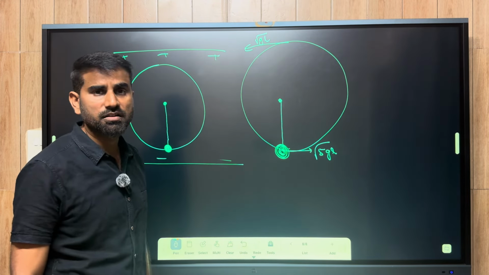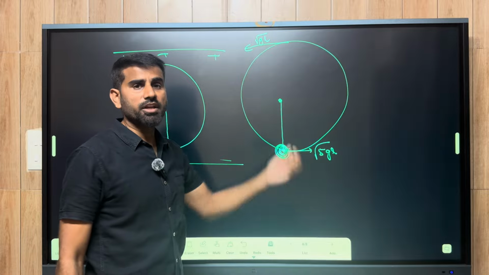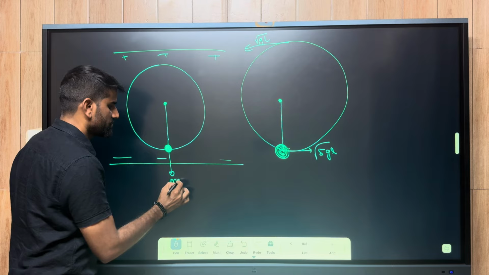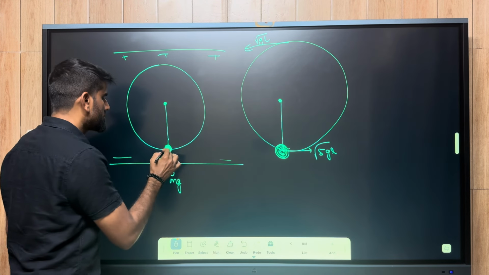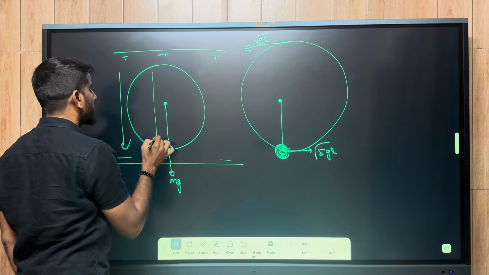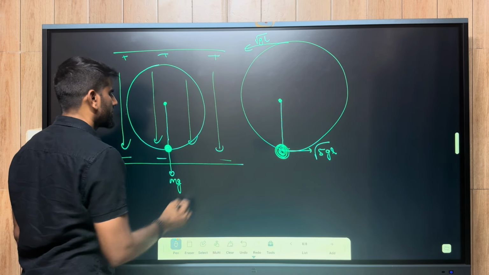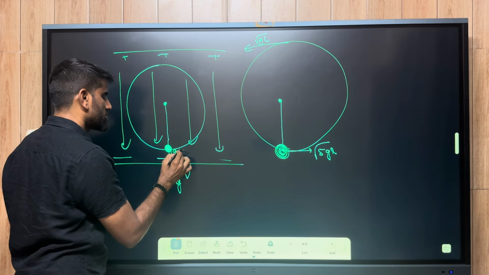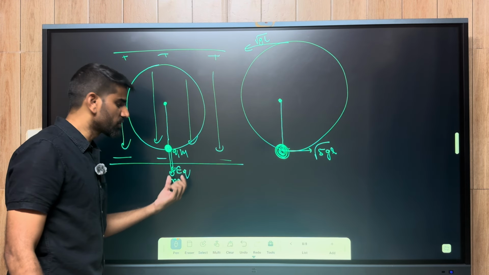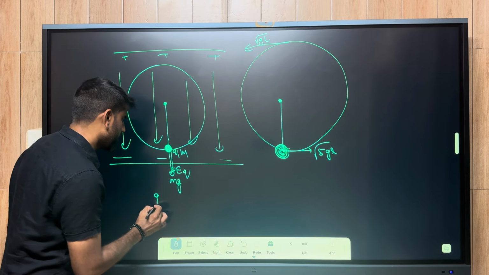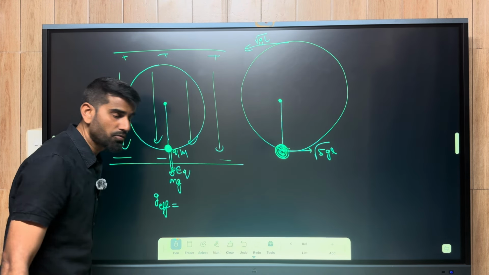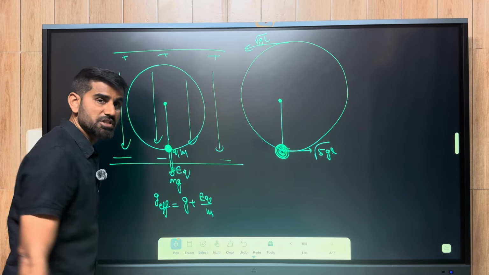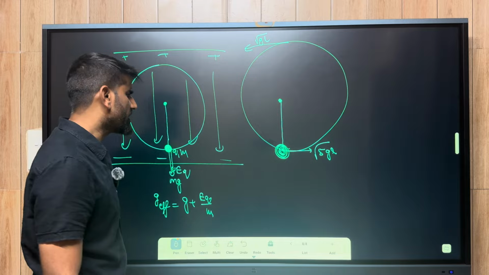Instead of using g here, I can use g effective. Weight is acting vertically downward, mg, and there is an electric field which is also pointed in the downward direction, like this. In that case, the electric force is also acting in the downward direction. This charge is q, mass is m. Both the forces are acting in the same direction, so g effective will be g plus eq by m.